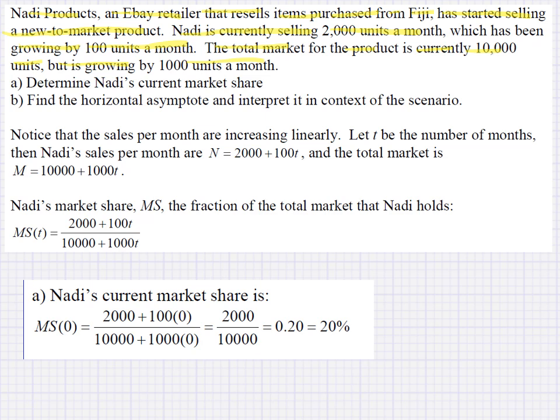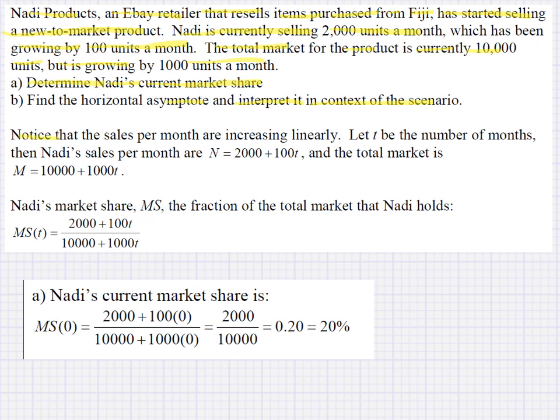There's a lot there, so let's unpack it. First, we'll determine Natty's current market share. Then, we'll find the horizontal asymptote and interpret it in context of what this scenario is all about. So, let's look at this.